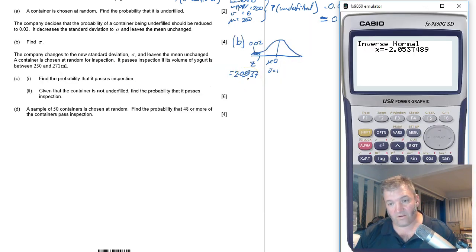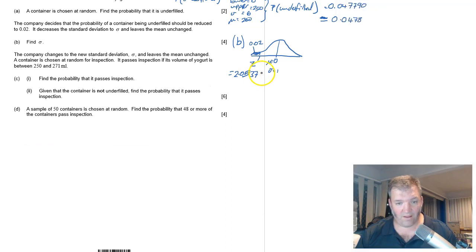2.05374. 8, 9, so let's just make that a 5, and this was negative. I said that it was before. Apologies for that. Let's make it look a little bit nicer. Pen back.